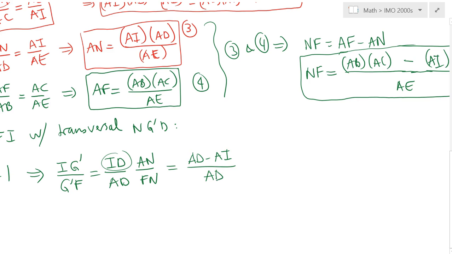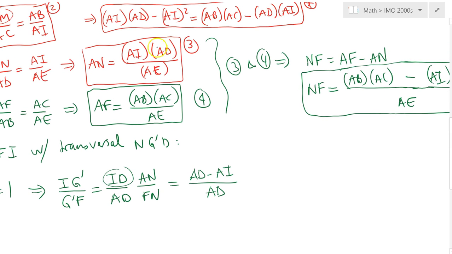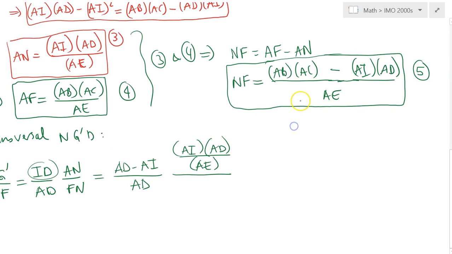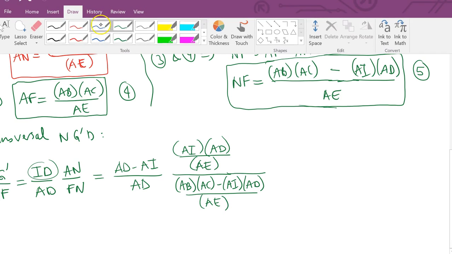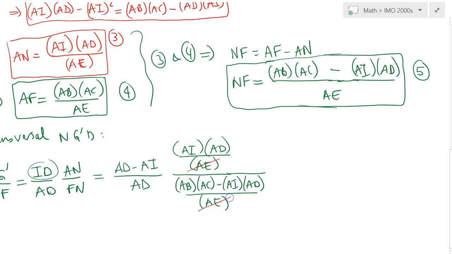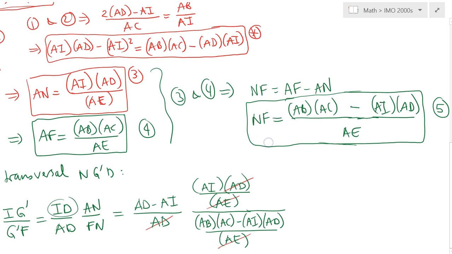Let's keep AD intact. And for AN, we can use number 3 that I just found. That would simply be AI times AD, all divided by AE. And FN would be number 5 that we just got. So that's a long expression, so let's be careful: AB AC minus AI AD, all divided by AE. Now we realize a few things. The AEs in these expressions cancel out, the ADs will cancel out, and also look at our star expression.